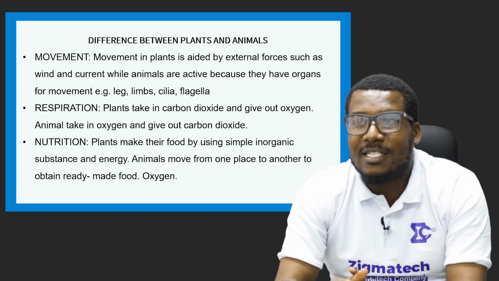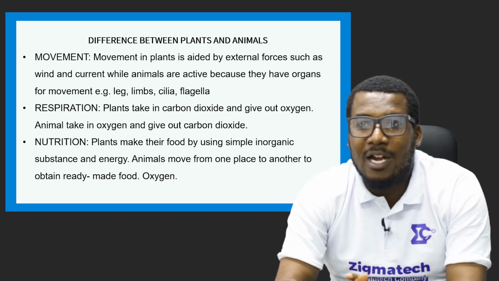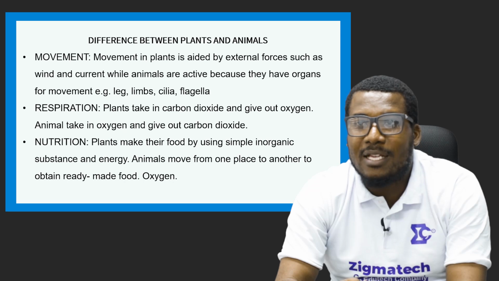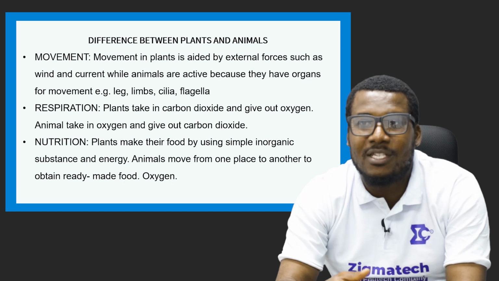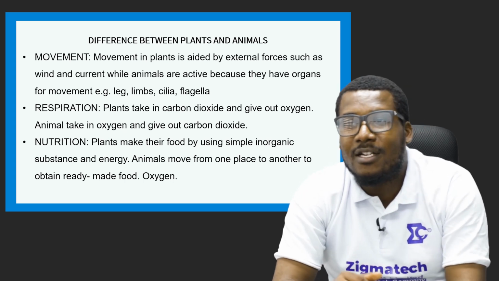So movement in plants is aided by external force such as wind and currents, while animals are active because they have organs for movement, like their legs, their limbs, their cilia, their flagella.